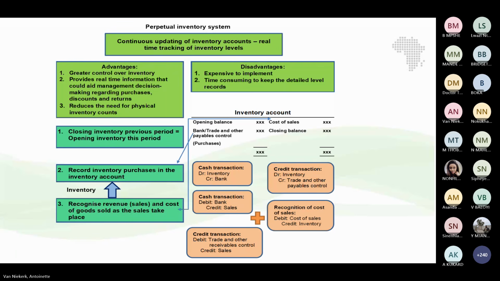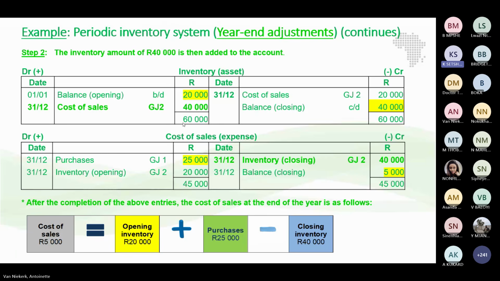Good evening, ma'am. How are you? Fine, and you? I'm good, thank you. With regards to the periodic system, I just wanted to find out the formula for calculating cost of sales at the end of the year. Isn't it supposed to include carriages on purchases and excise duties?